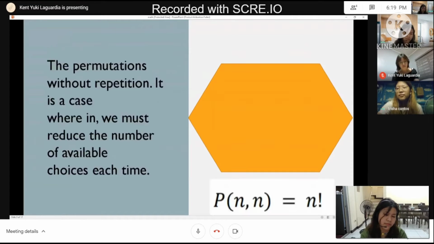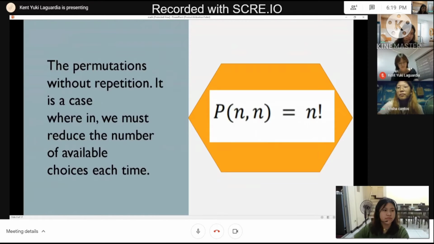Number 4. The permutations without repetition. It is a case wherein we must reduce the number of available choices each time. The formula is nPn equals n factorial.